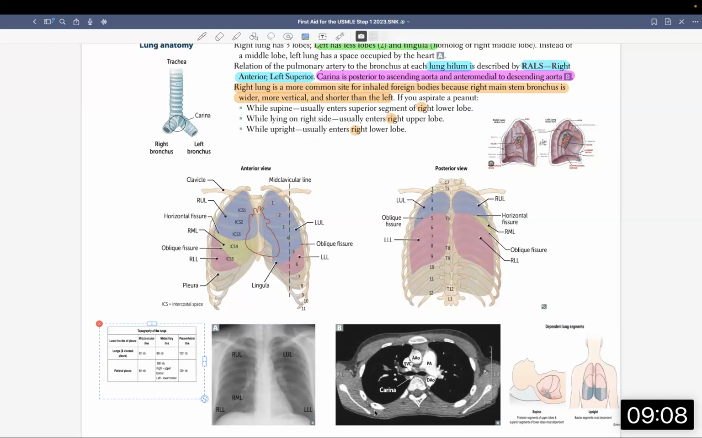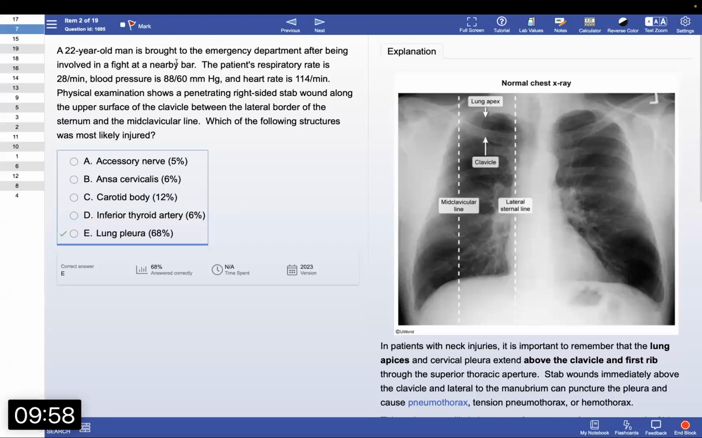Is it the mid-clavicular line one? Amna, medial to the mid-clavicular line, it injured the lung. I think so, yeah. Was it this question? ED after being involved in a fight at a nearby bar, respiratory rate is 28, BP 88/60, heart rate 114. Penetrating right-sided stab wound along the upper surface of the clavicle, between the lateral border of the sternum and mid-clavicular line. What will be the structure injured here?